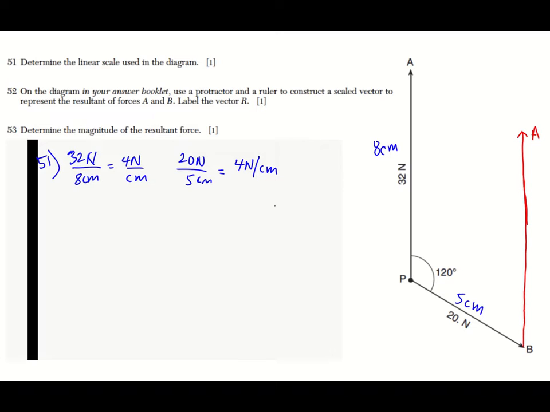Now, what happens if you don't get 28 newtons? What if you get a different measurement length for vector R? Well, as long as you use the linear scale and get a number that's appropriate with your answer, then it should be okay. You should still get the point. That's the beauty of free response.